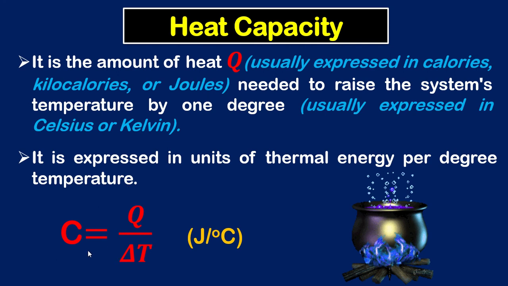Okay, so we can put the formula for this quantity: the heat capacity equals Q over delta T, as there is a direct relation with the quantity of heat and an inverse relation with the change in temperature, and its unit is joule per degree Celsius.